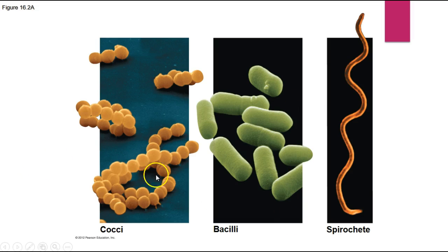So here we have cocci. You can see this is a streptococcus because it's chains of the cocci. These are bacilli, and those are elongated, rod-shaped, and then here's a spirochete that is longer and filamentous.